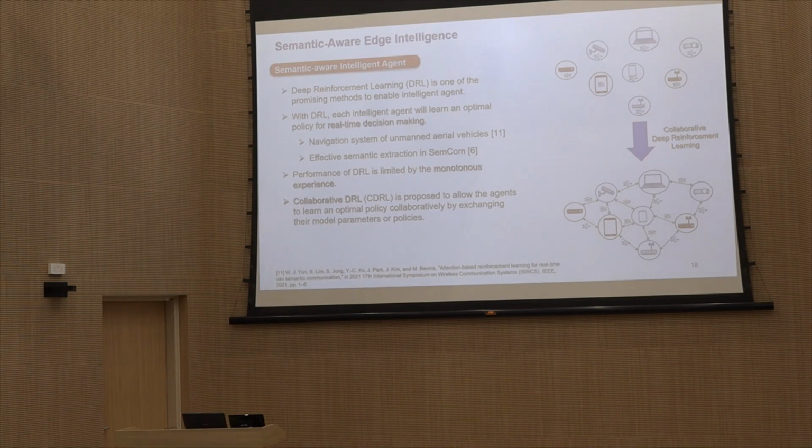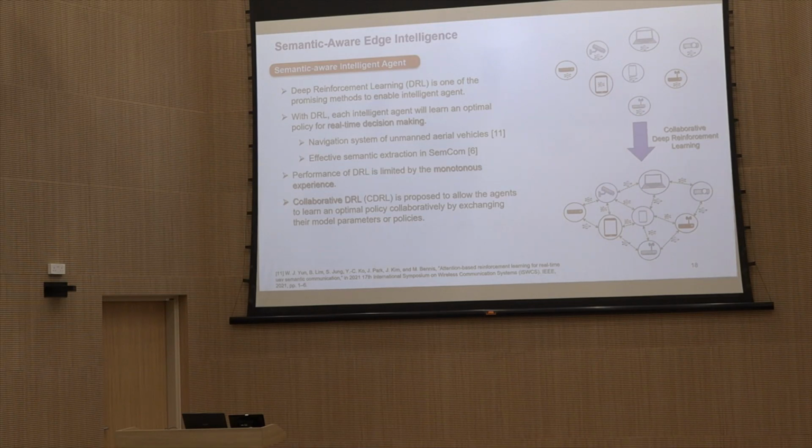We can look at deep reinforcement learning, which is one of the promising methods to enable intelligent agents to perform the semantic extraction and semantic aware edge intelligence. In deep reinforcement learning, each intelligent agent will learn an optimal policy for real-time decision making and, of course, dynamic over the stochastic environment. For example, deep reinforcement learning has shown success in developing navigation system of unmanned aerial vehicle and also for effective semantic extraction in semantic communication.